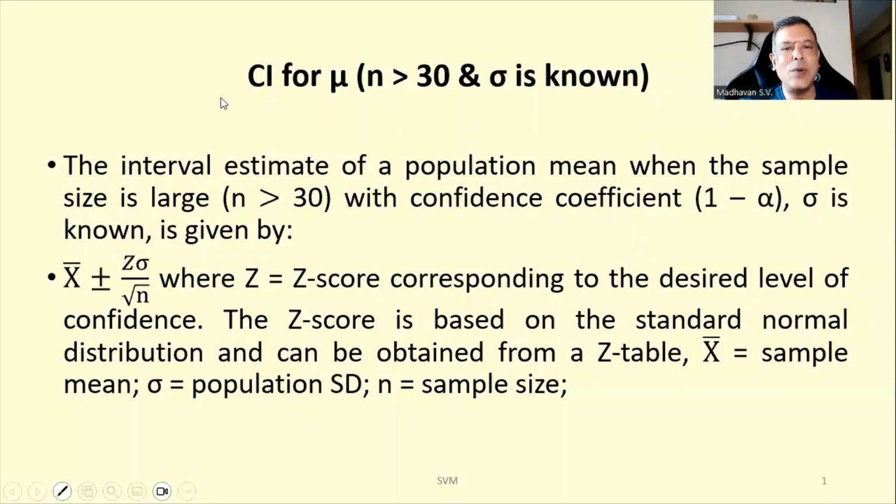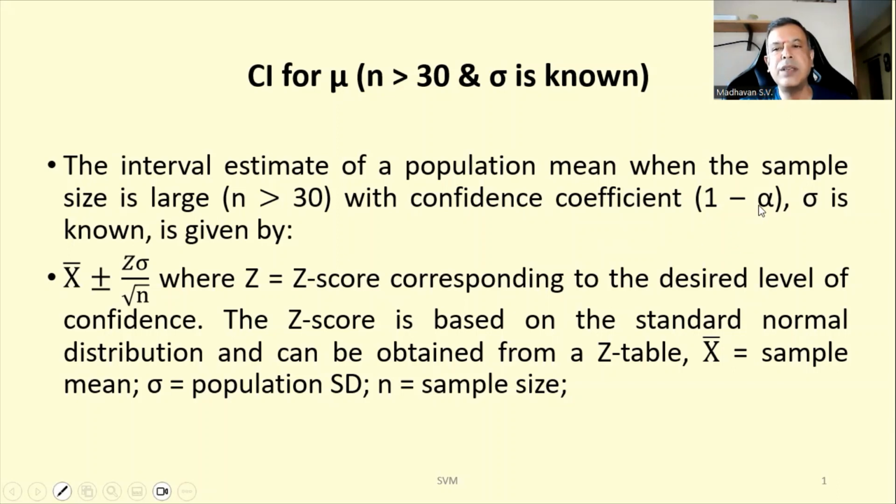In this video, we will understand how to find the confidence interval for a population mean if the sample size is large and the population standard deviation is known. The interval estimate of a population mean when the sample size is large, with the confidence coefficient 1 minus alpha. Here alpha is nothing but the significance level, which we had seen in our testing of hypothesis. Here the confidence level is the opposite of your significance level.